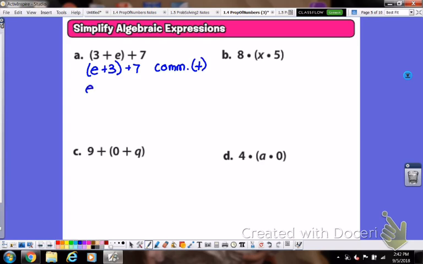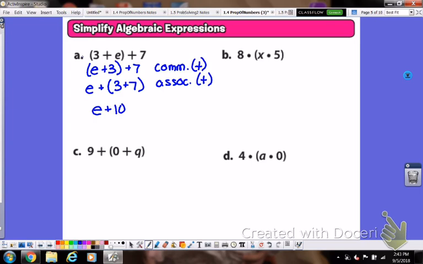Now we're going to change our grouping. We're going to move our E on the outside, plus, and then group our 3 plus 7. That's our associative property of addition. Now we know that 3 plus 7 is 10, so our final answer in simplified form is E plus 10. Using these properties to change our original problem into something that we could actually work with.